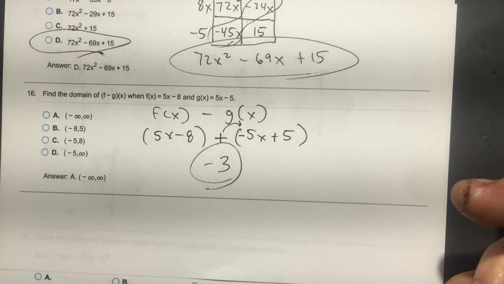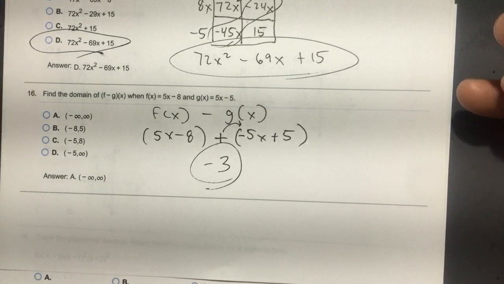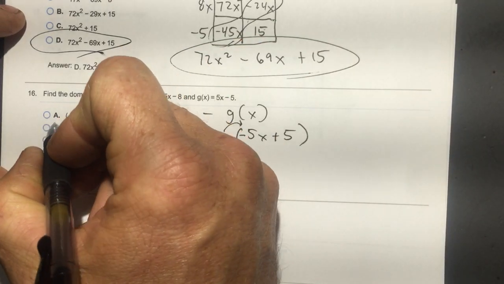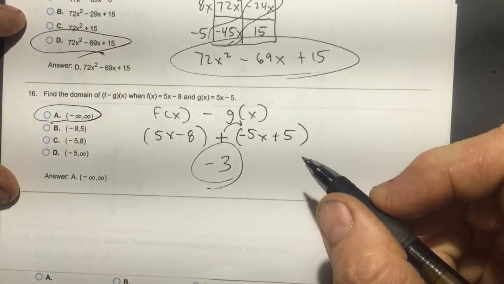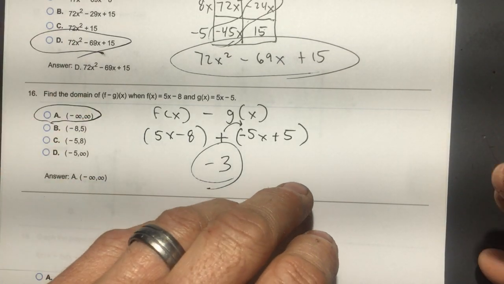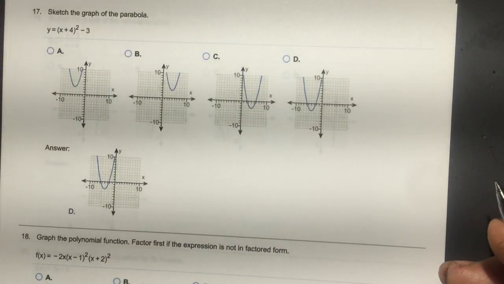I don't have any x's in it, so there's no issue with x at all. So x could be any value. I'm just going to get -3 every time. So there's no constraints or no omissions.